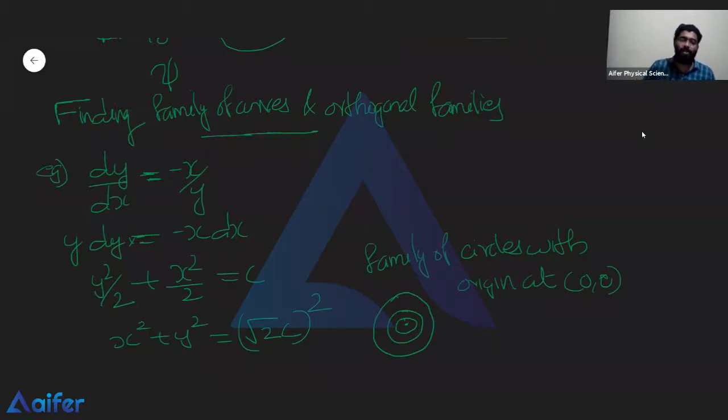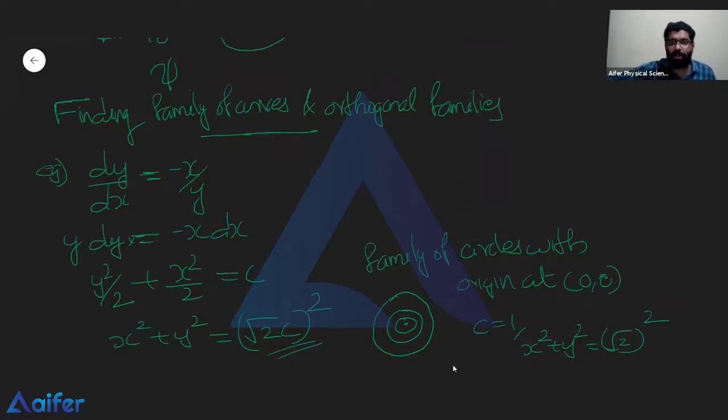So the presence of c makes it a family of circles. Suppose you take c equal to 1, then it represents a circle x square plus y square equal to root 2 square, a circle with radius root 2 whose origin is at 0, 0. Before putting the value, we can only say that this represents a family of circles.